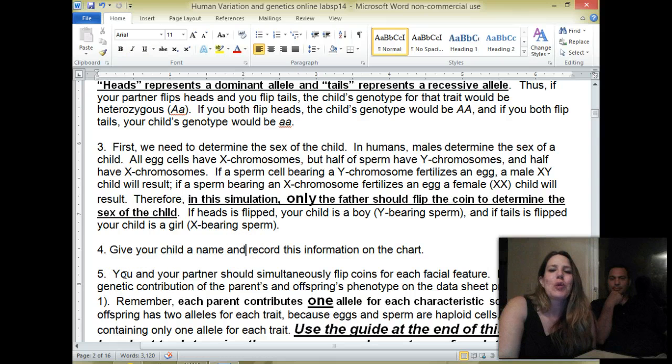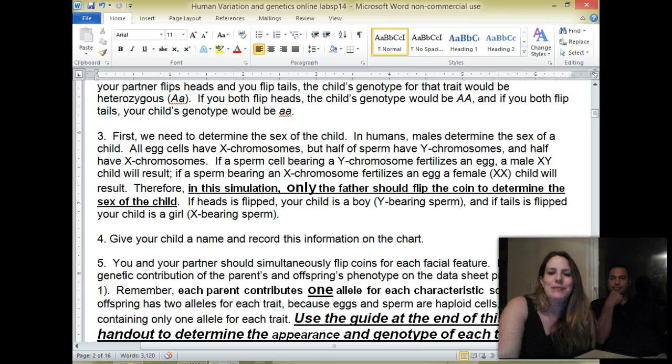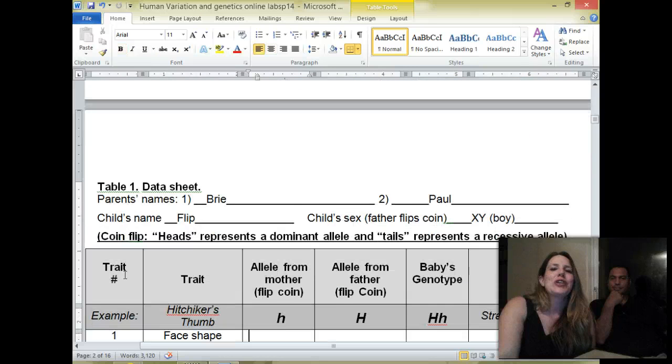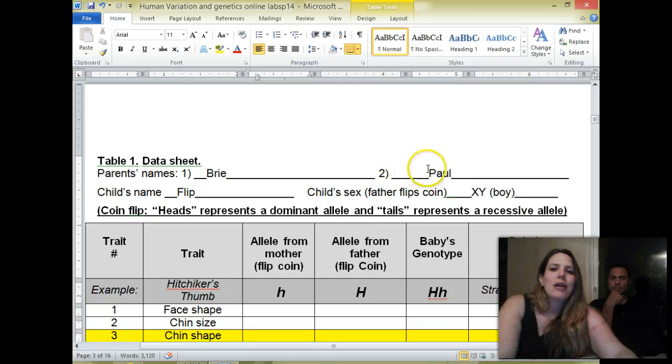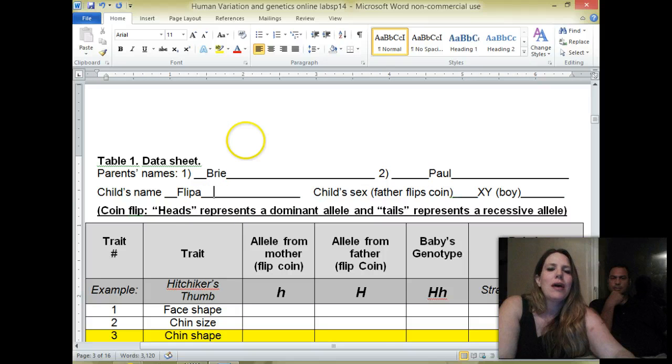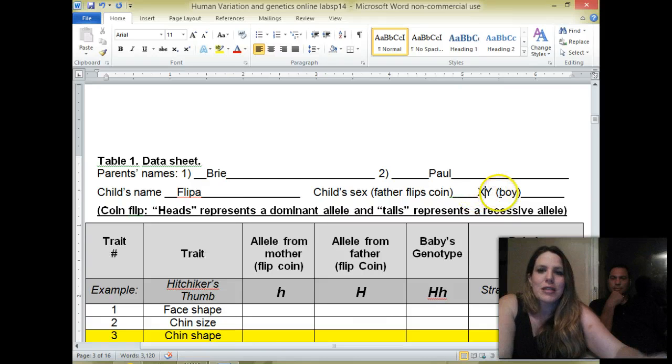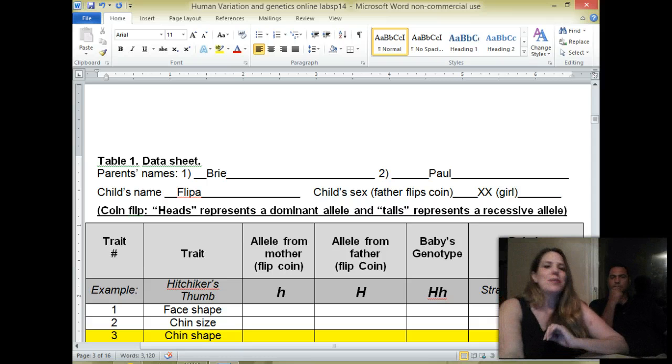Okay, so it says to record it in the chart. So now we're going to scroll down here. And this is the data chart that you're going to be filling out. So notice I put in my name, Bree, here. The other parent's name is Paul. And because this is a girl, it's going to be Flippa. And because he donated an X instead of a Y, I donated this first X. He donated a second X, so instead of a boy, this is going to be a girl. Okay, so this is a girl, and her name is Flippa.